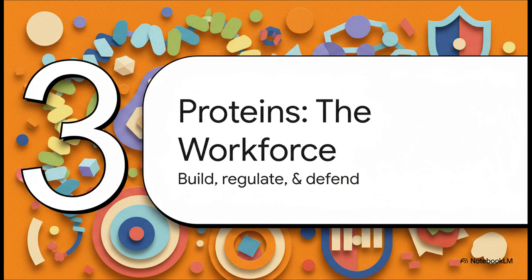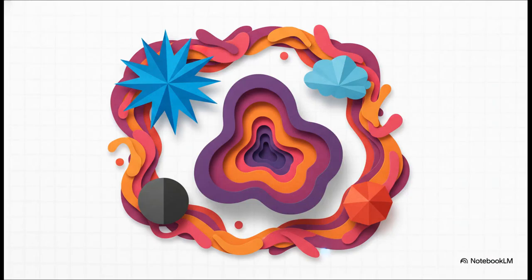Seriously, if your cell was a giant city, proteins would be doing almost every job imaginable. They'd be the construction crews, the mail carriers, the factory foremen, even the security guards. Now, take a look at the ingredient list here. See that new player? Nitrogen. Along with the usual C, H, and O, nitrogen is the secret ingredient.